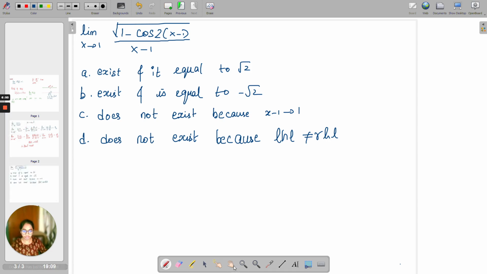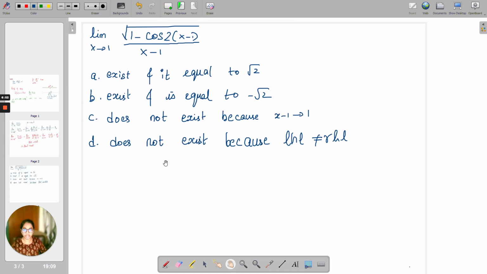I've taken a question from the JEE Mains book. Okay. So yes, this is used for students who are preparing for their JEE exams. So this question says that limit x is tending to 1, and square root of 1 minus cos 2 into x minus 1 divided by x minus 1. As you can see, they have given us 4 options, in which the first one is the limit exists and it is equal to square root of 2.